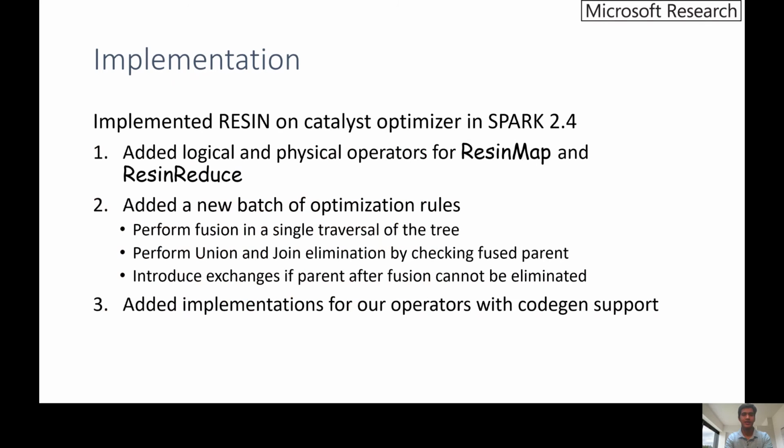So we implement RESIN as an extension to the Catalyst optimizer in Spark. We add logical and physical operators for RESIN map and RESIN reduce. We introduce a new batch of optimization rules. One of these rules is the fusion rule, which does a single pass over the tree and does all fusion possible in this one pass. Next, we perform union and join elimination, where we check if after fusion, the multiple consumers of the fused subqueries, in fact, are going to both be joined or union, in which case, under certain conditions, we can eliminate this altogether. Finally, if this is not the case, we introduce an exchange and ensure that there are two parents which consume the result of this exchange.